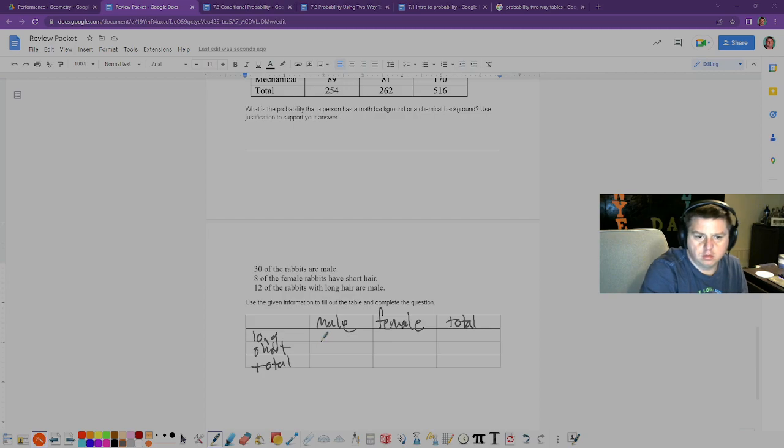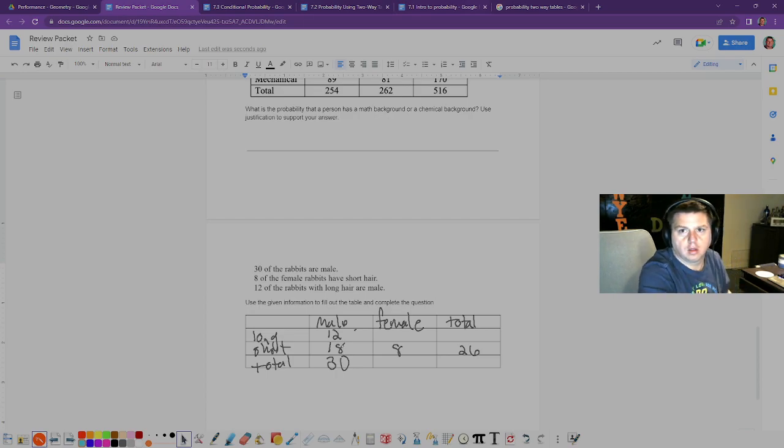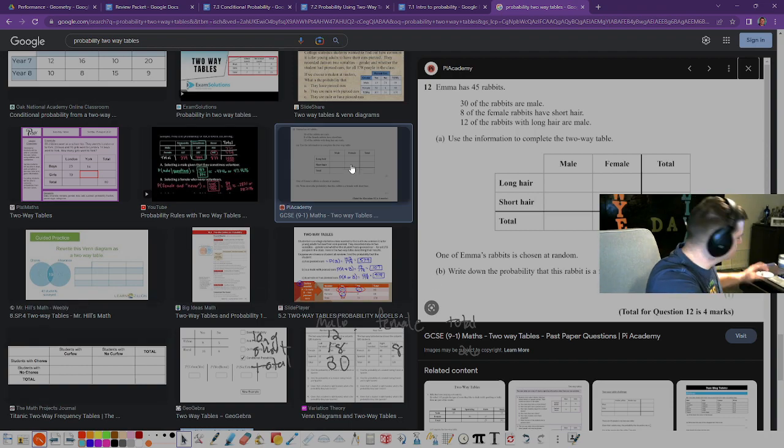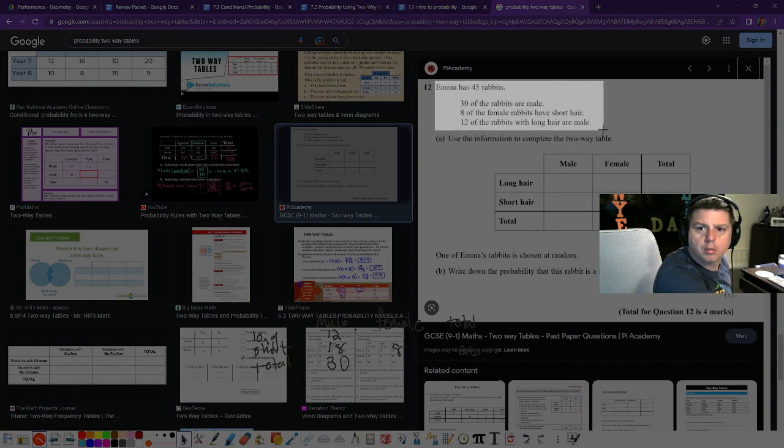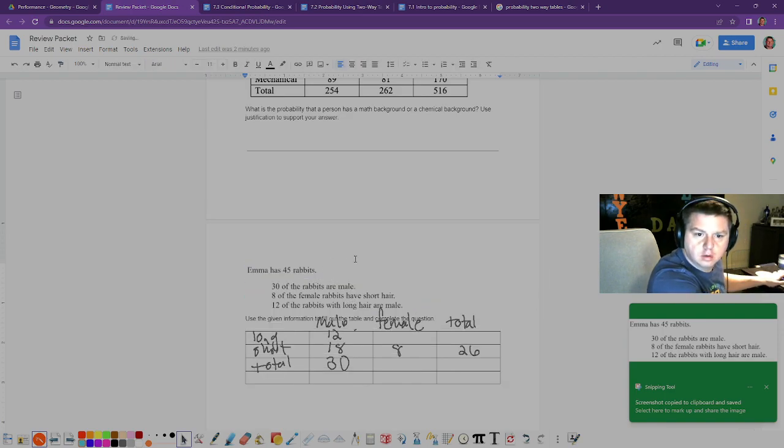So 30 rabbits are male, 8 female. Oh, 30 rabbits are male. 8 of the female rabbits have short hair, and then 12 of the rabbits with long hair are male. So then that means 18. Then that would mean 26. Am I missing something? 45 total. Okay. I missed that. Emma has 45 rabbits. So now, there we go.